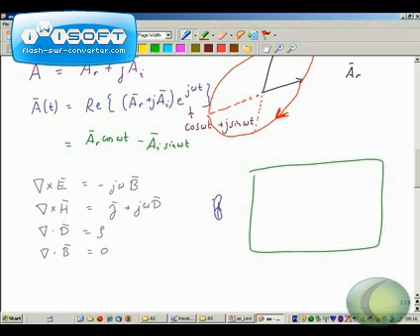So there are no sources, meaning that the current is equivalent to zero, and thus the current density is zero, and also the charge density is zero. So it means that we drop this one and we drop this one. They become easier equations.